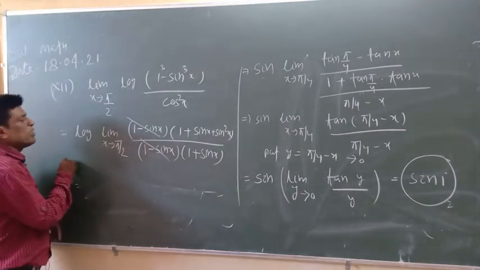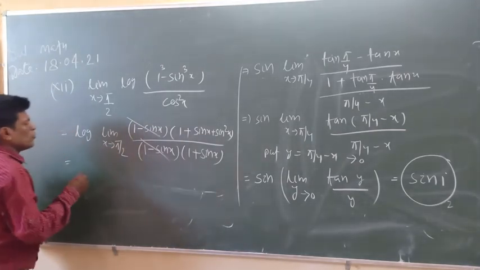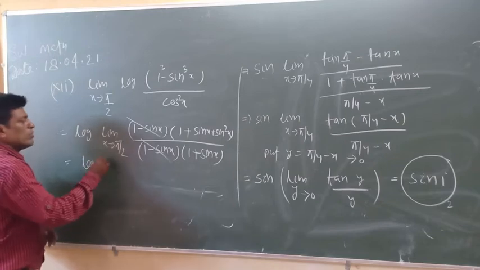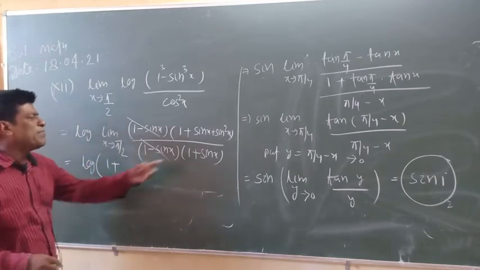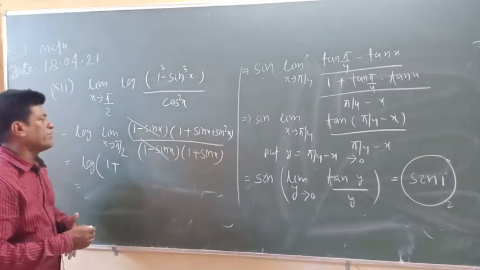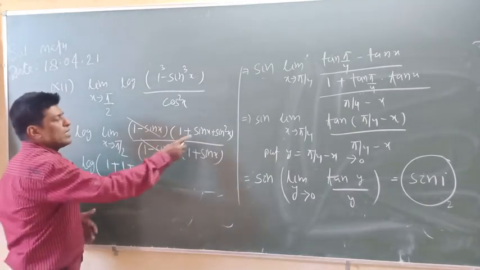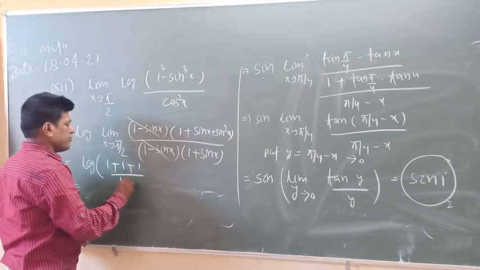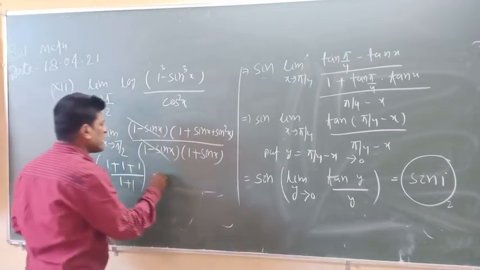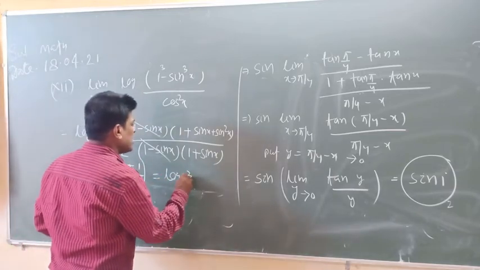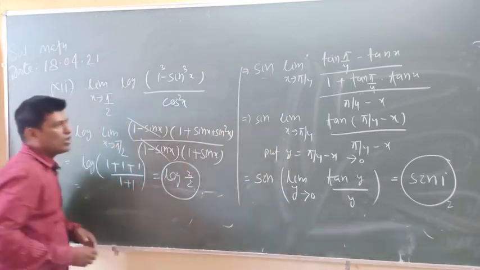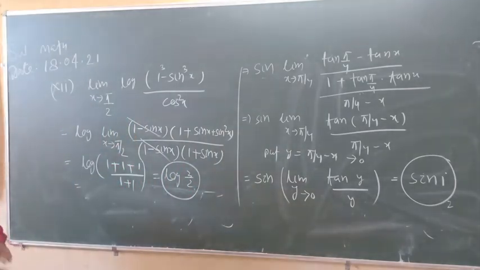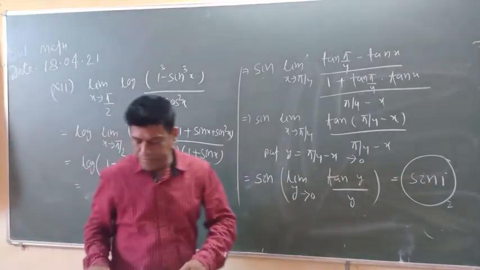Now put the value x equal to pi by 2 in the log: sin pi by 2 value is equal to 1, so sin square x becomes 1 square, and we get 1 plus 1 plus 1 divided by 1 plus 1. That becomes log 3 by 2. That is your answer, log 3 by 2, which is the answer of this last problem. That's all about this problem.